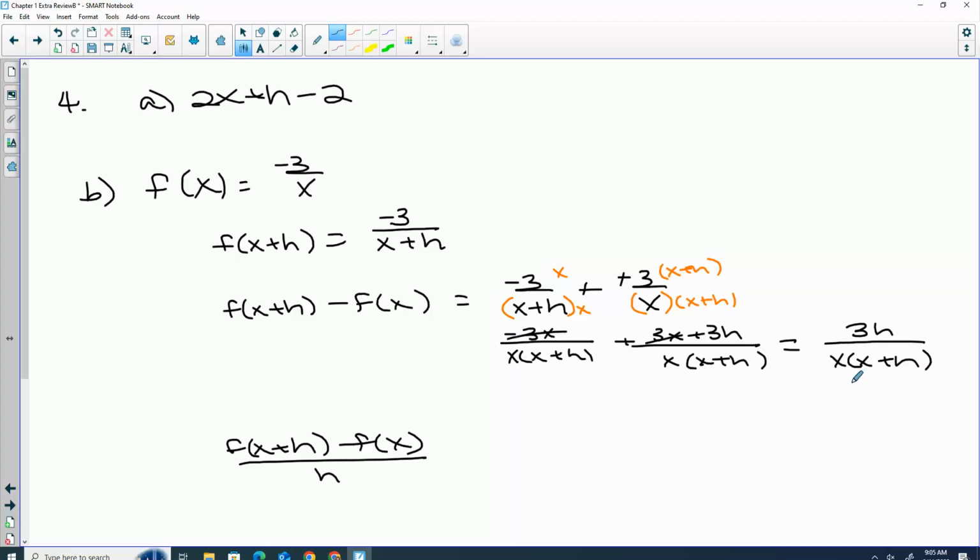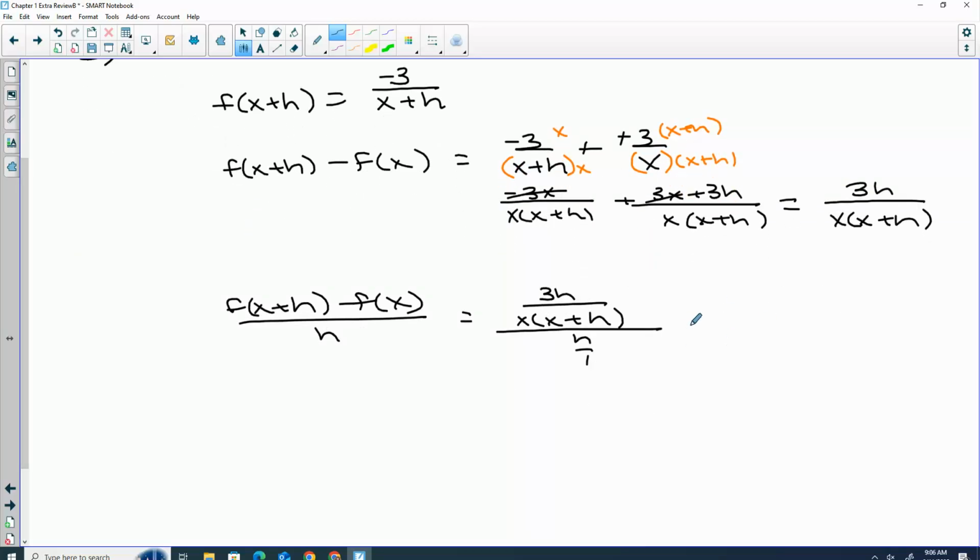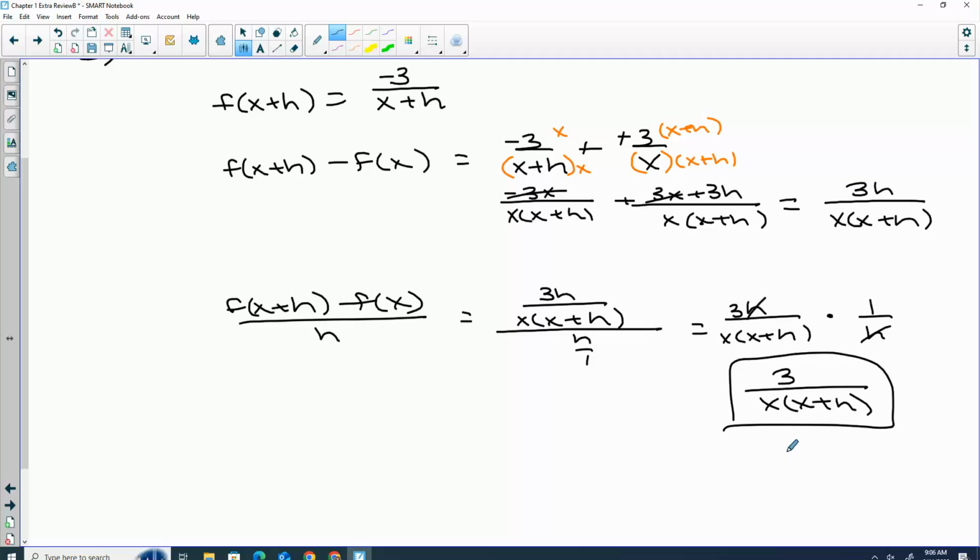Now what do we have to do? So take that answer I just got and divide that by h. That's like h over 1. If you want to divide fractions, what do you do? So let's cancel and you get 3 over x times x plus h. Or you could have had x squared plus hx. Any questions there?